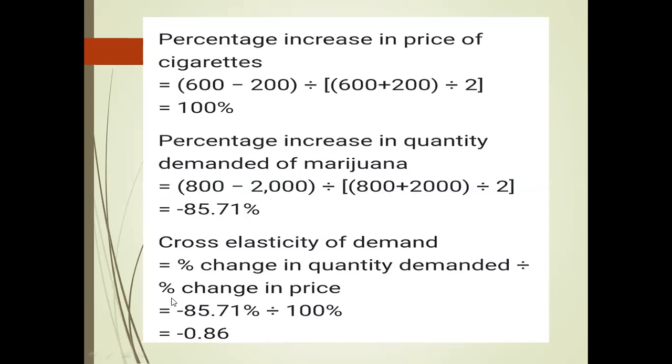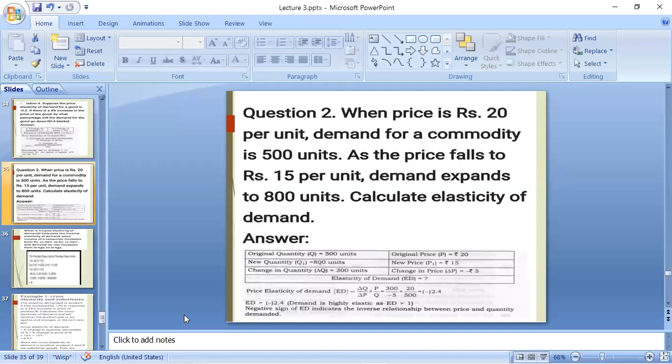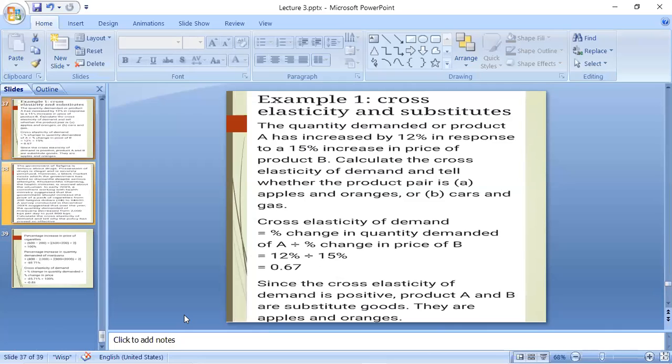This minus sign, what is it indicating? Just now we have seen in the previous question also, when the cross elasticity is coming negative, it means they are complementary products. So what do you think, is it a right decision or a wrong decision? It is totally the right decision.